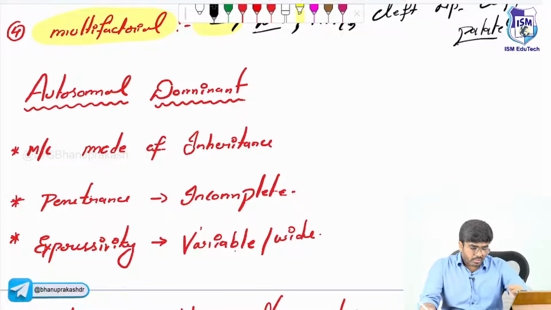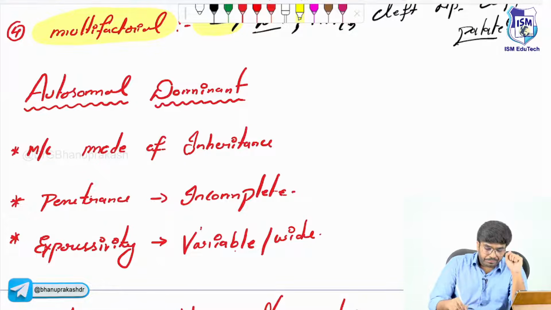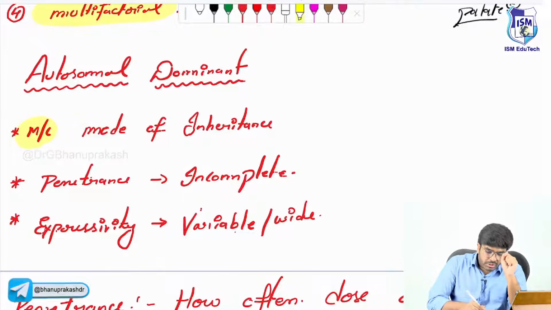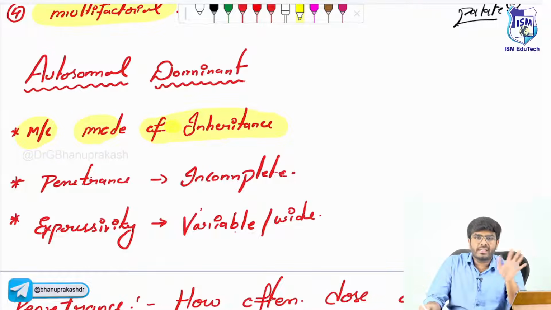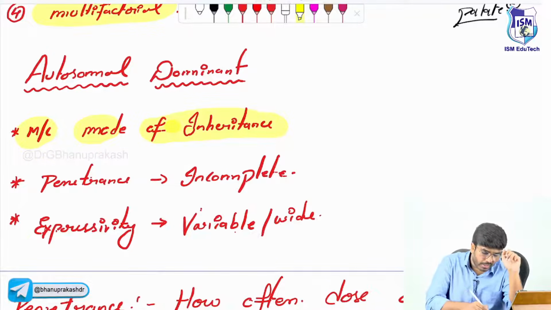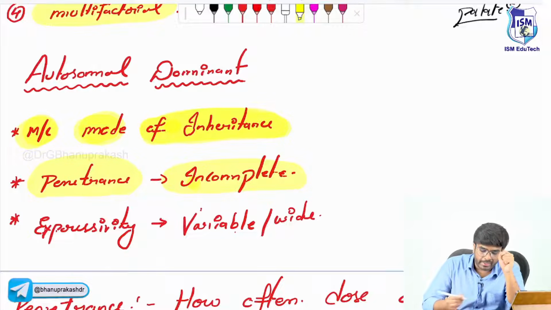Next, autosomal dominant. What exactly are these autosomal dominant disorders? Let me give you examples later. First, let me tell you basic things. Out of X-linked dominant, X-linked recessive, autosomal dominant, autosomal recessive and Y-linked, what is the most common inheritance pattern? Most of the diseases follow the autosomal dominant pattern. Now, in autosomal dominance, first you need to understand the concept of penetrance. The penetrance here is incomplete.